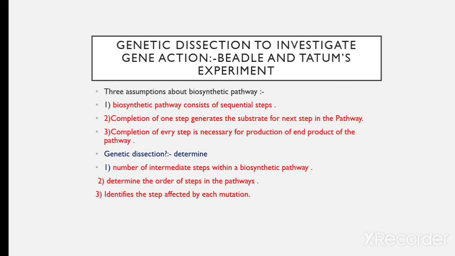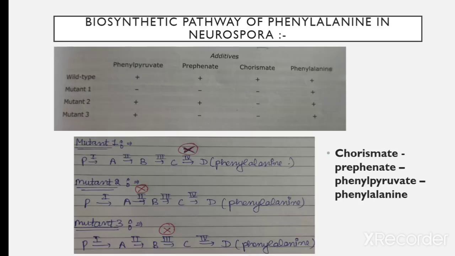And for genetic dissection to investigate gene action, we need to understand an example of the biosynthesis pathway of phenylalanine in the case of Neurospora, that is a mold, and the question I will discuss in the next video. Let us understand this example first.